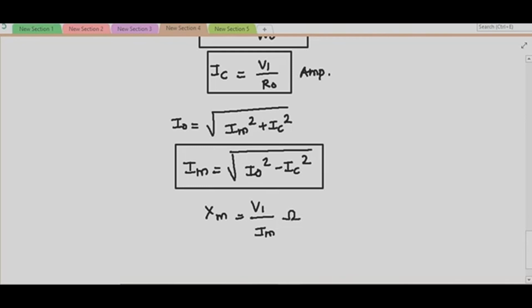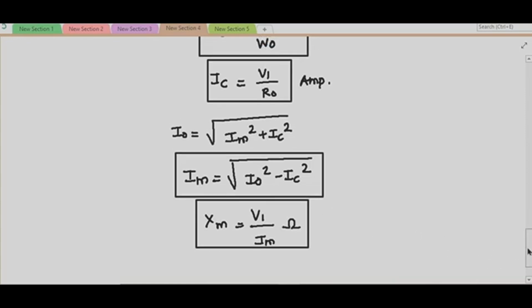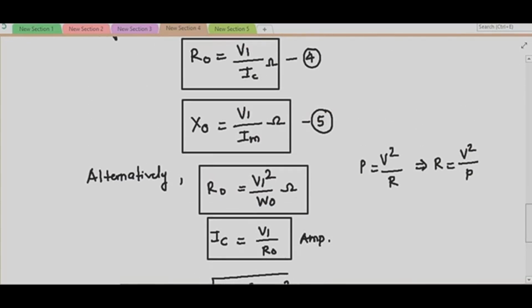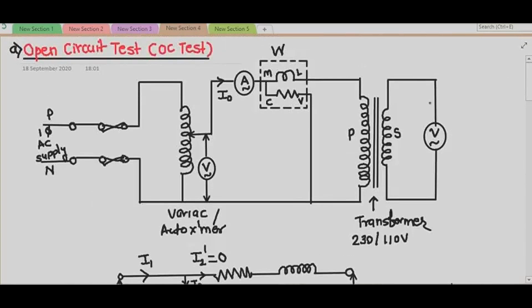So you can use any method for finding out the parameters of the shunt circuit by using the open circuit test data. I hope all of you understood the open circuit test. Now let us see the short circuit test on the transformer.